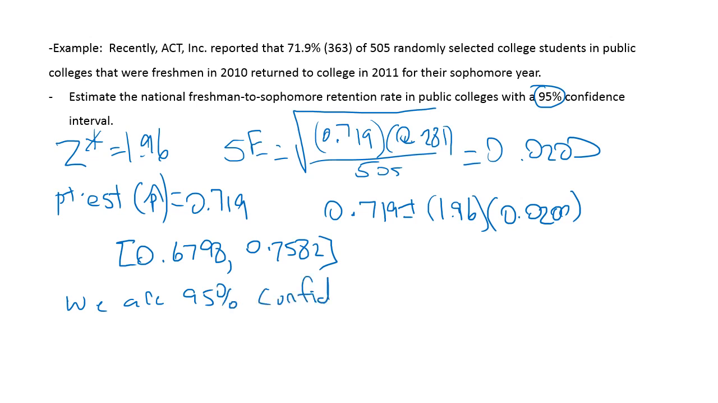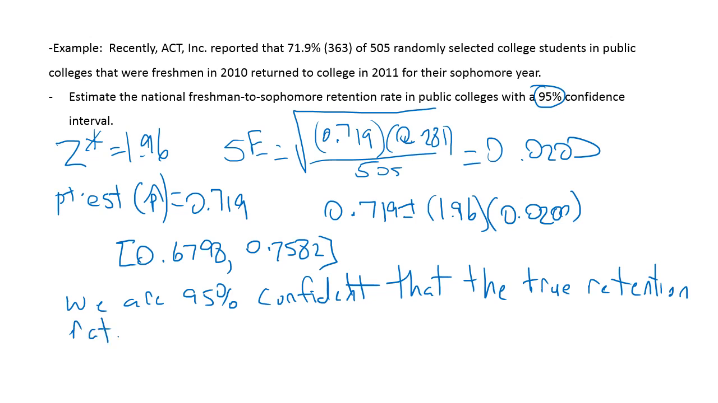And we will say we are 95% confident that the true retention rate is between 0.6798 and 0.7582. And that is how you do a basic confidence interval calculation with proportions.